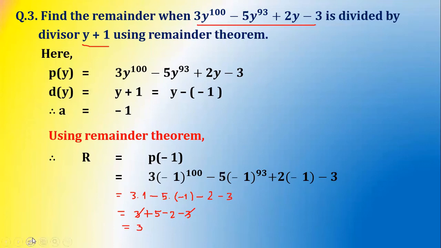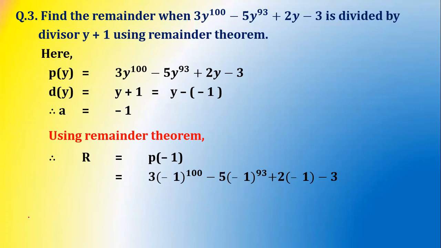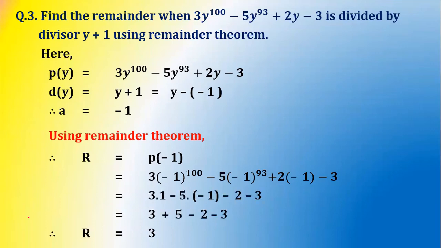So the eventual value of the remainder is 3. So in this way, for such a polynomial having such a high degree, the remainder can also be easily calculated through the remainder theorem. Due to this reason also, this remainder theorem is very essential in our polynomial chapter.